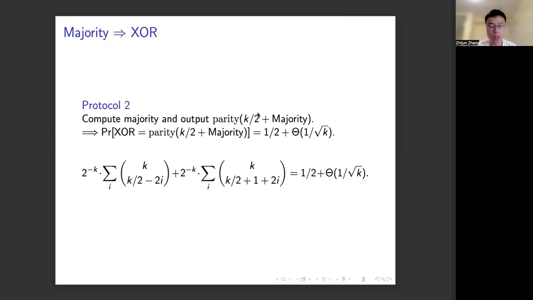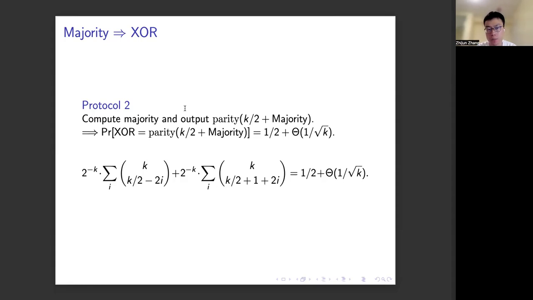So the workaround is actually the following kind of a small trick, which computes the k-fold XOR from the k-fold majority. In particular, consider the protocol which first computes the majority of the k instances, and then outputs the parity of k over 2 if the majority is 0, or outputs the parity of k over 2 plus 1 if the majority is 1.